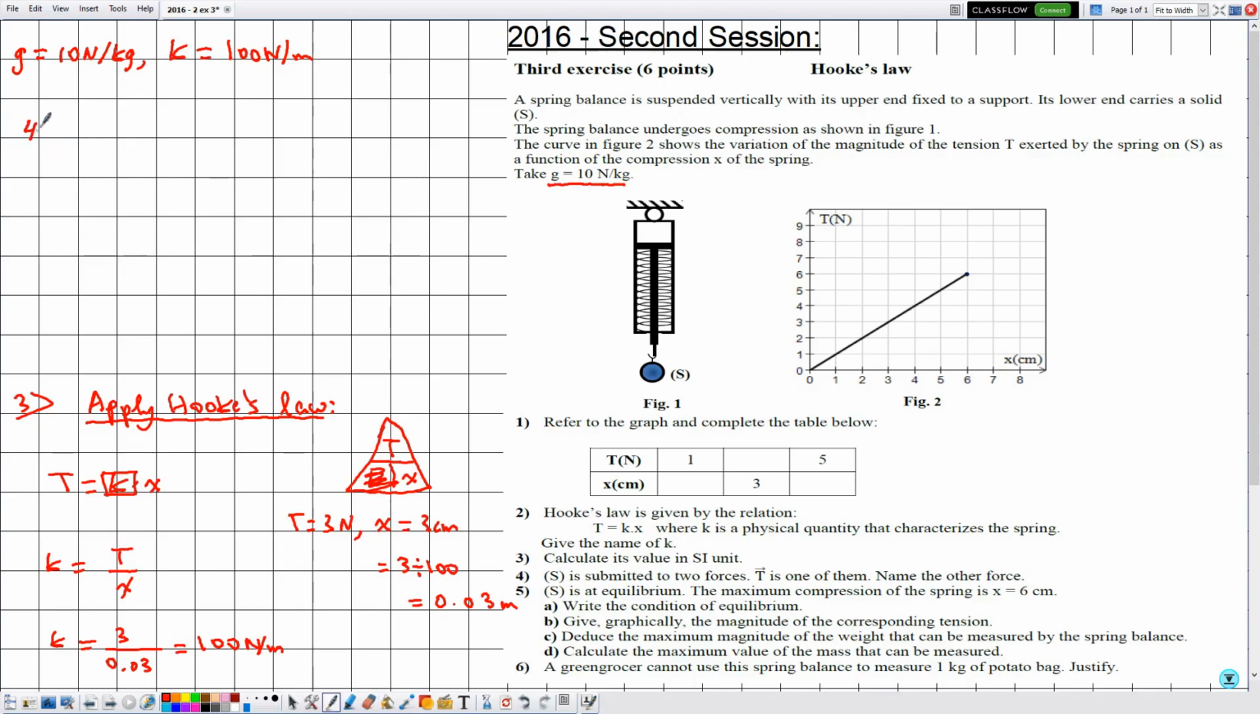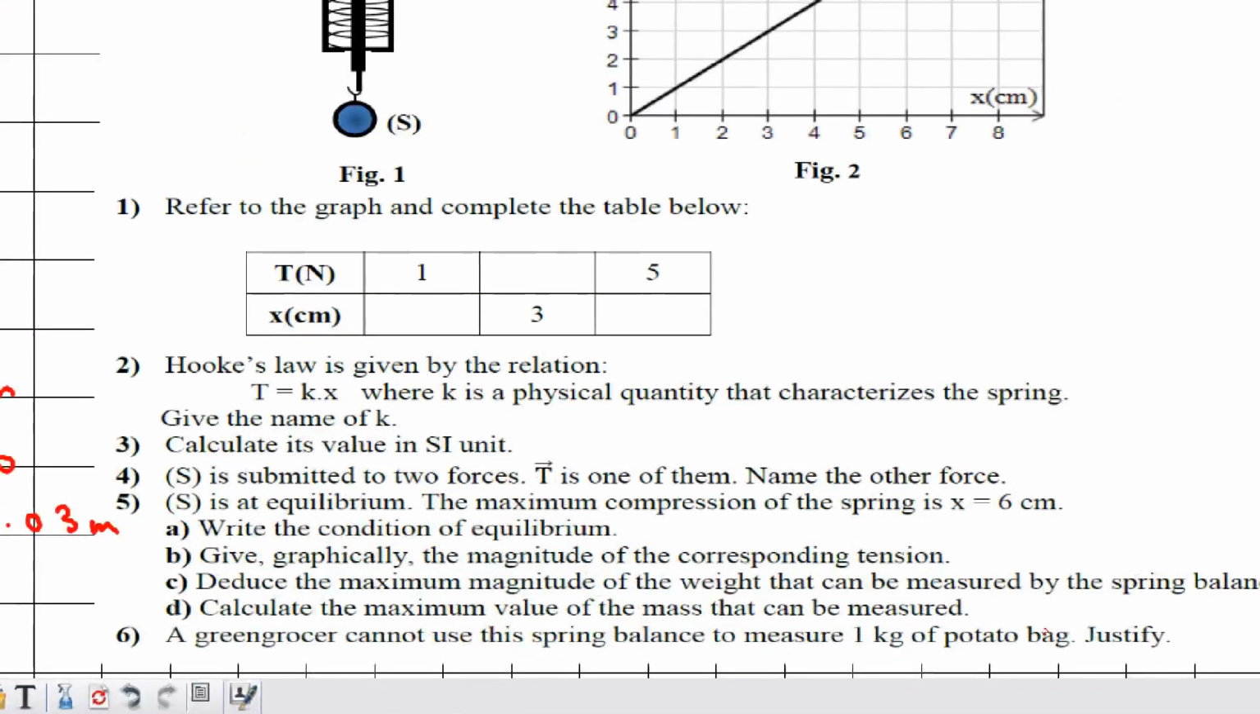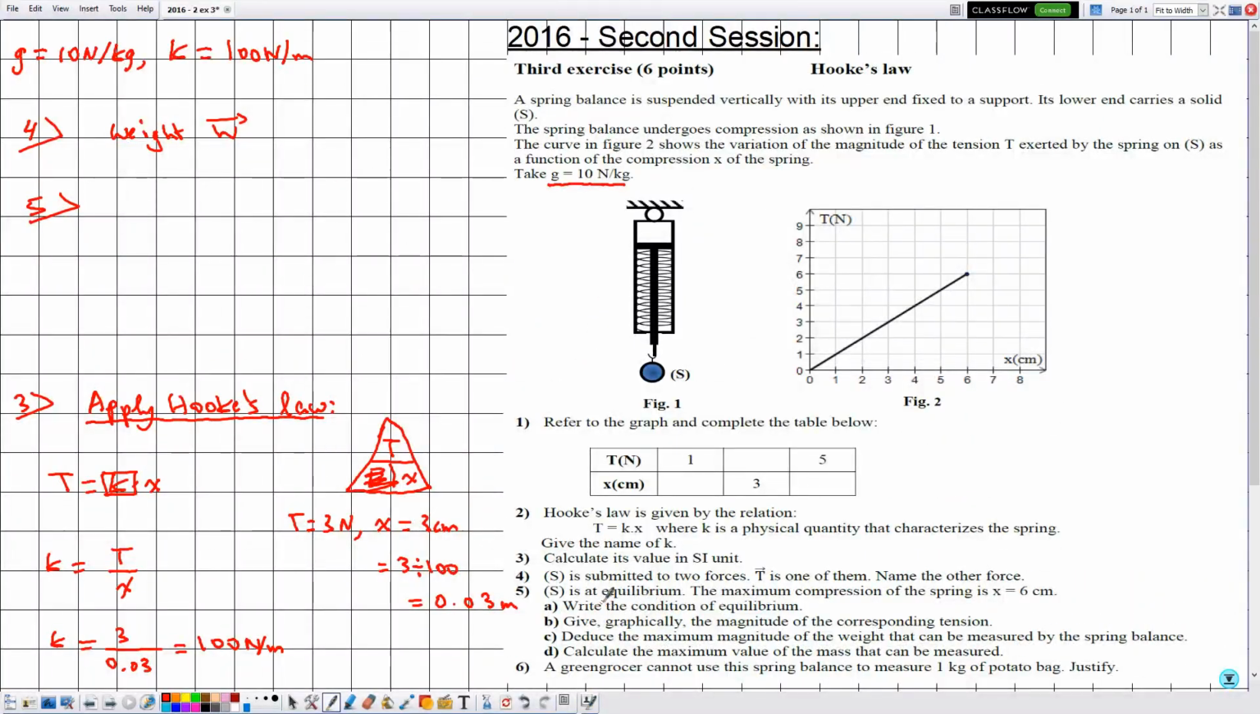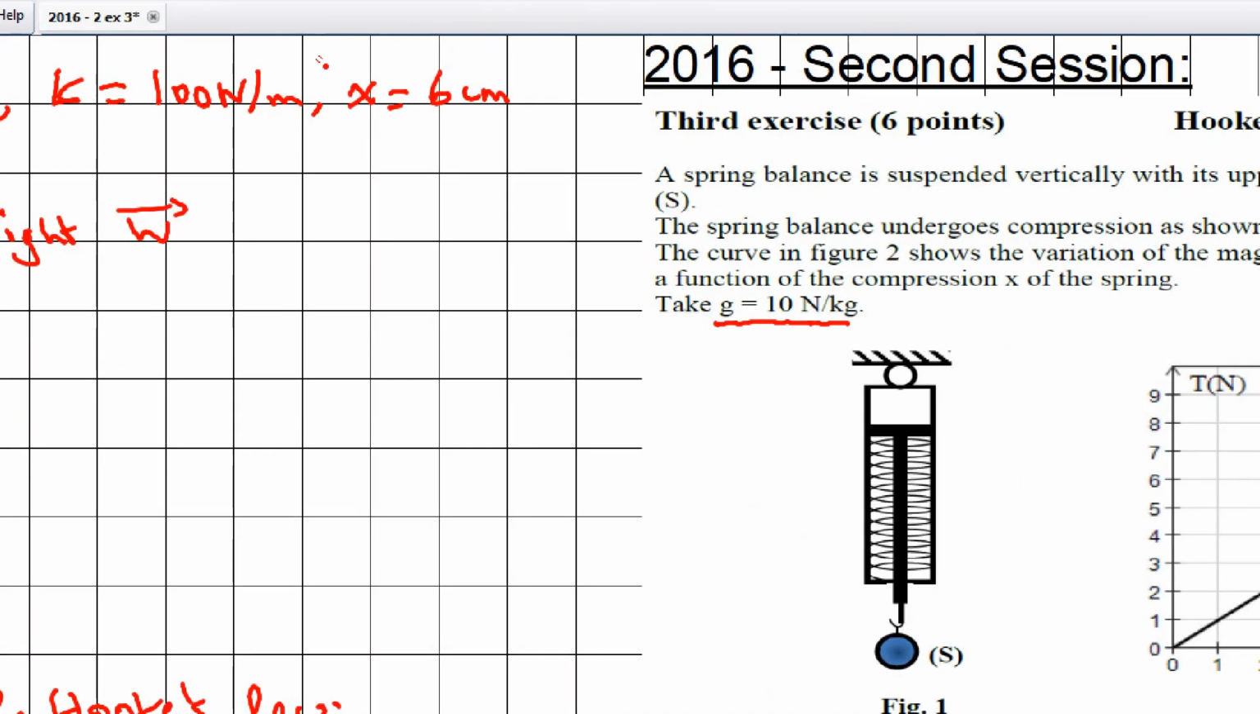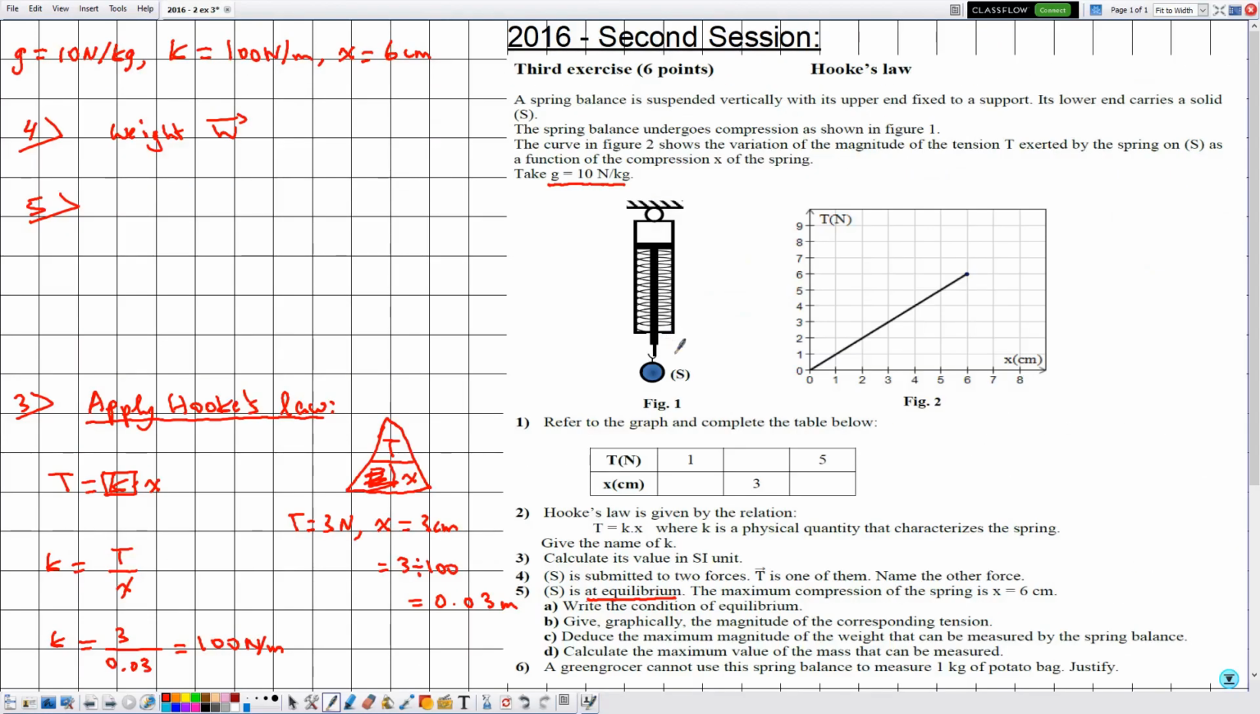So the name of the other force is given by the weight, W vector. Now number 5, S is at equilibrium. So here we can use the condition of equilibrium. The maximum compression of the spring is x equal to 6 centimeters. So what does this value represent? It is the maximum compression that the spring can undergo without breaking out or losing elasticity.